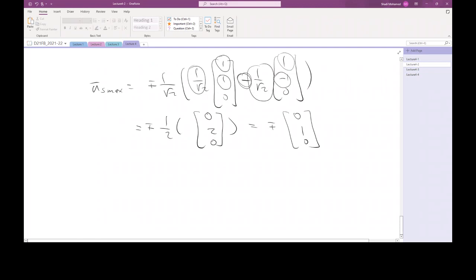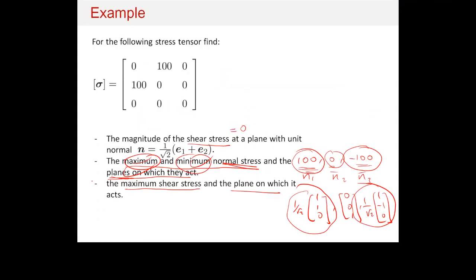All right, so I'm just going to write my finding here as well. The maximum shear stress is 100. On the same plane, I have 0 normal stress, and the direction of these planes is going to be plus minus 1, 0, 0, or plus minus 0, 1, 0. So I've got 2 sets of planes.